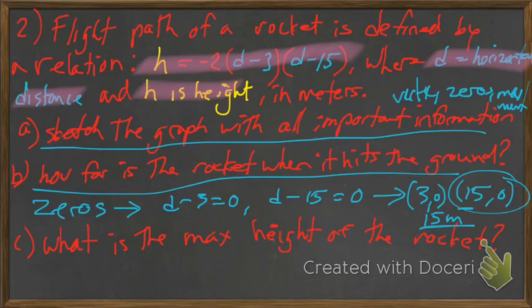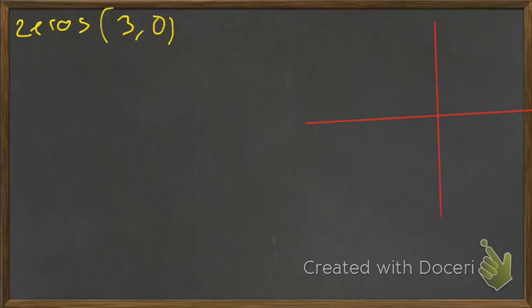And the last part is, what is the maximum height of the rocket? Okay, well, maximum height, that means we have a graph, and there's going to be a max like that. So why don't we draw our graph here? We just found our zeros, 3, 0 and 15, 0. Let's draw this again, give myself some more space.